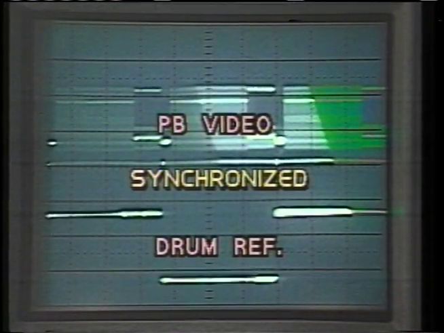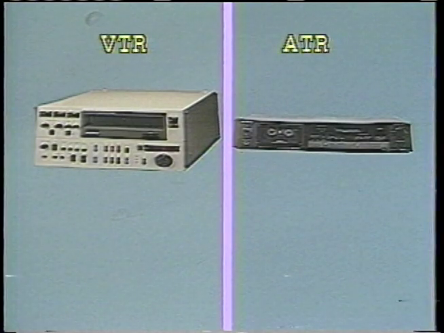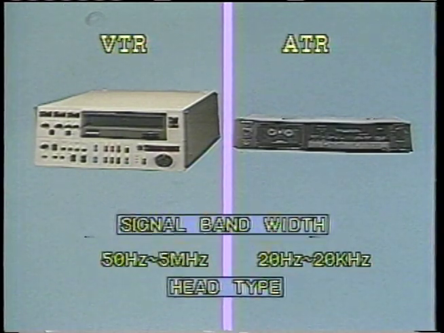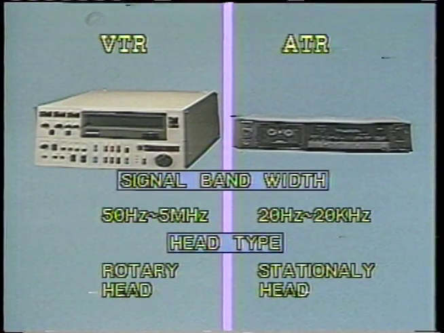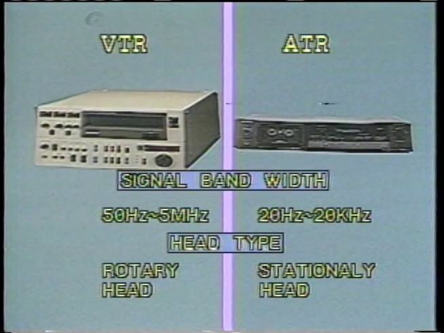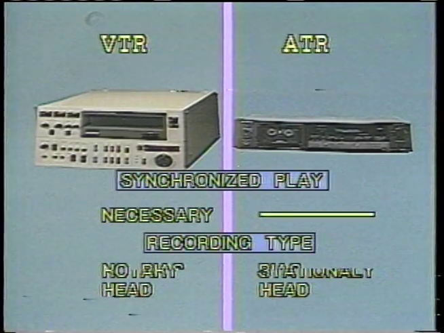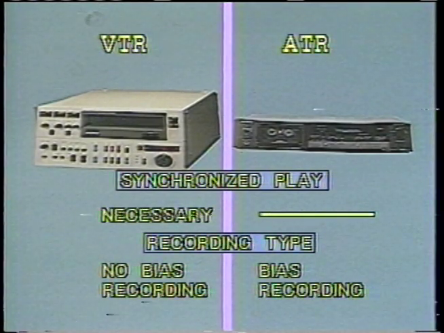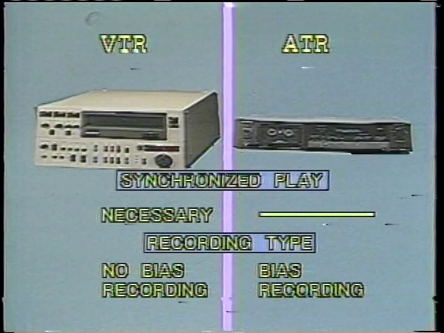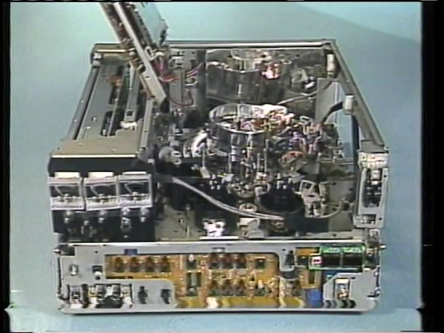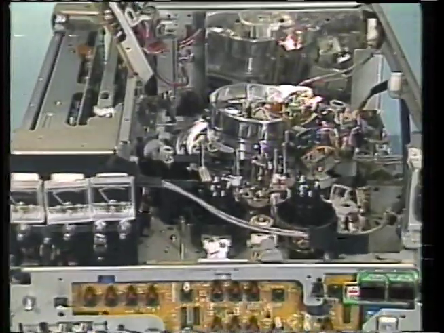This is the second main difference between VTR tapes and audio tapes. Generally speaking, the following differences can be seen between video tape recorders and audio tape recorders. These differences are based on the fact that there is a great difference in signal bandwidth. Audio tape recorders use a stationary head that records using a bias method, while videotape recorders use a rotating head that requires synchronization and records using frequency modulation. These differences mean that videotape recorders are much more complicated and require much more advanced circuitry.